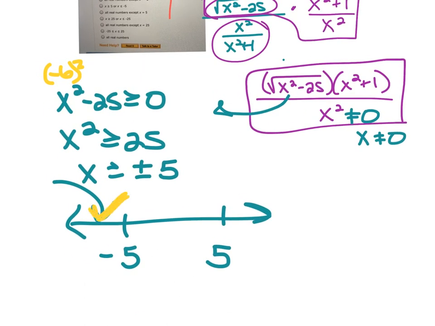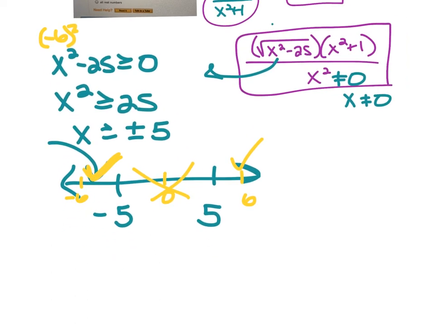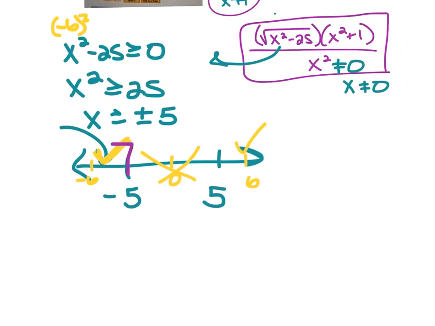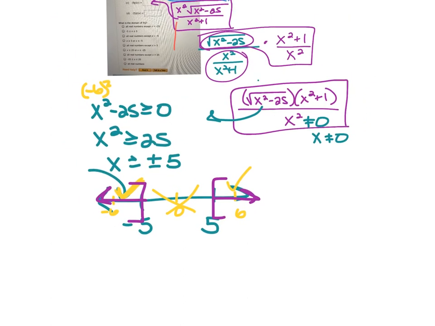That works. Plug in a point from here like 0. 0 minus 25 is not greater than or equal to 0. That doesn't work. Plug in a point from here, like positive 6, and I'd get 36 minus 25, which is greater than 0. This does work. So from this one, because it's greater than or equal to 0, my interval would have been here. And if I take into account this, it says it can't be 0.